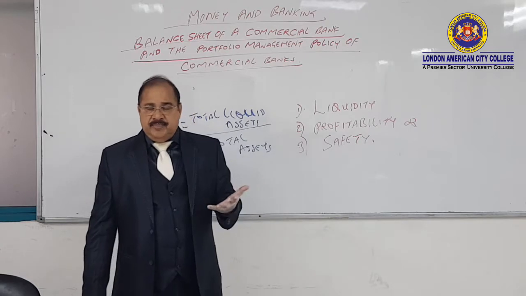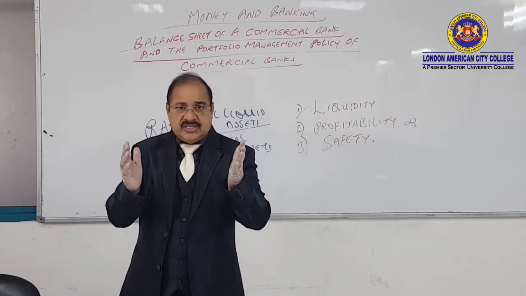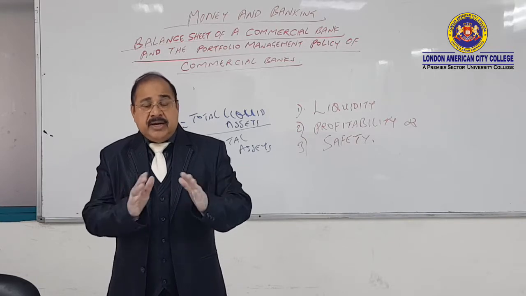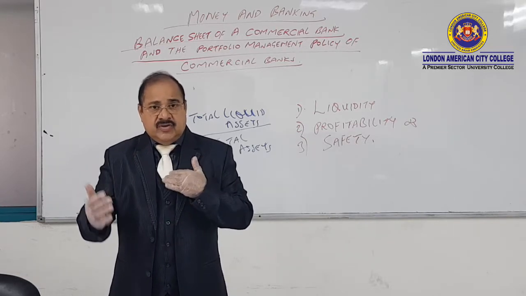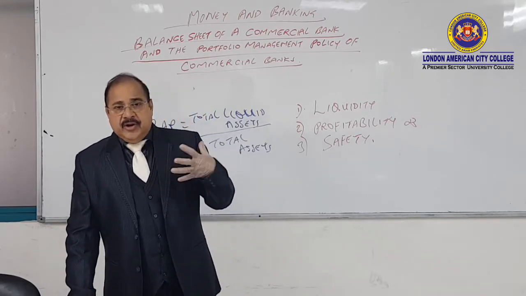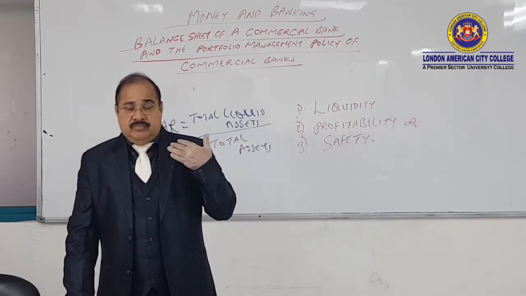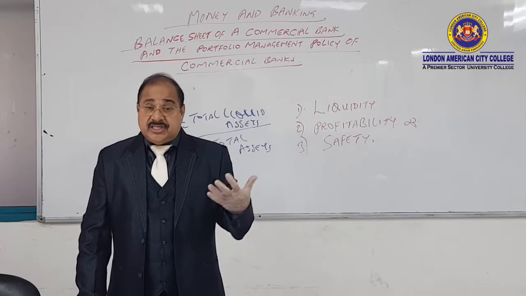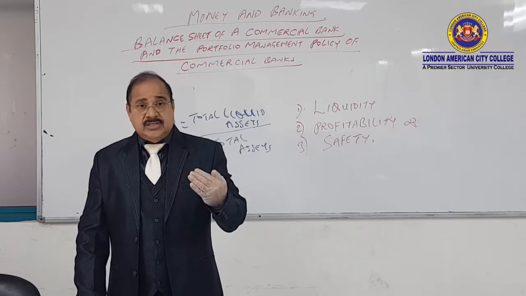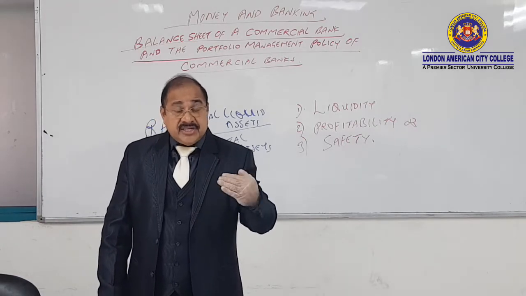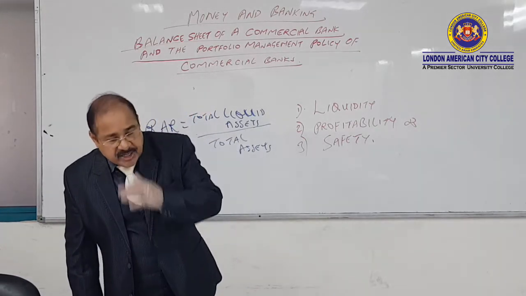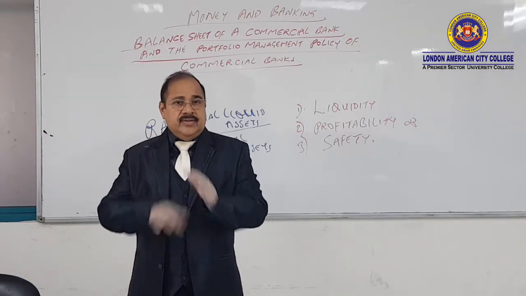What do you mean by liquidity? While distributing their assets, they have to accomplish these three objectives simultaneously. But these objectives are conflicting objectives while distributing the assets of the commercial banks. Liquidity means the ease with which an asset can be converted into cash without loss of time and loss of value in terms of money. The ease with which an asset can be converted into cash without loss of time and loss of value in terms of money is what is called liquidity.